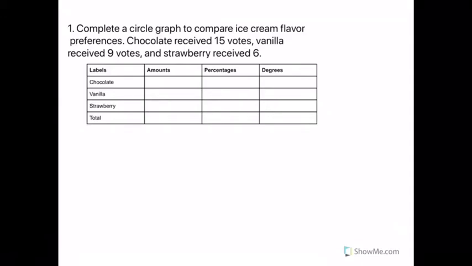So first, very easily, let's fill in the amounts that were given. For chocolate, it received 15 votes. Vanilla received 9 votes. And then strawberry received 6 votes. Quickly, we can come up with that total. 15 plus 9 plus 6 is 30. And that's very important that we find this total here.